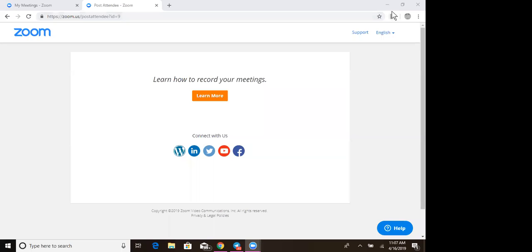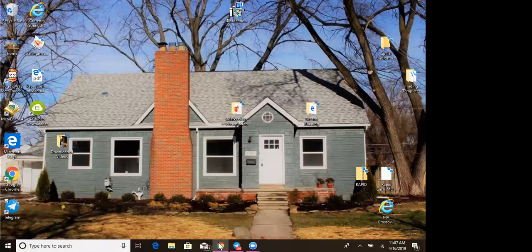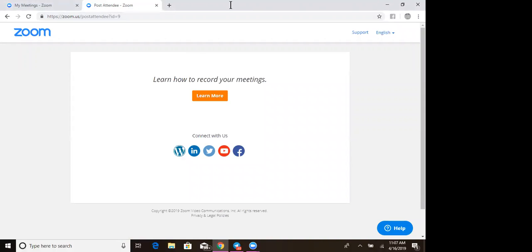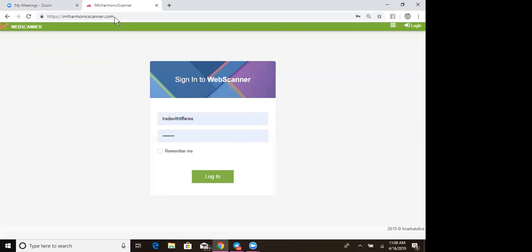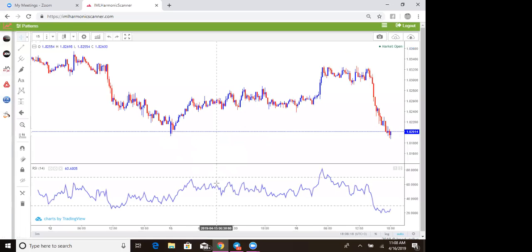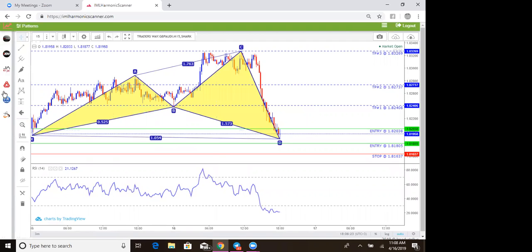So I'm going to go ahead and share my screen, and then we can pull up the harmonic scanner, because that's a tool that all of us should be using, because it automatically comes with our subscription. So we're going to go to imlharmonicscanner.com. We're going to log in. I'm going to turn my volume off so we don't get distracted.